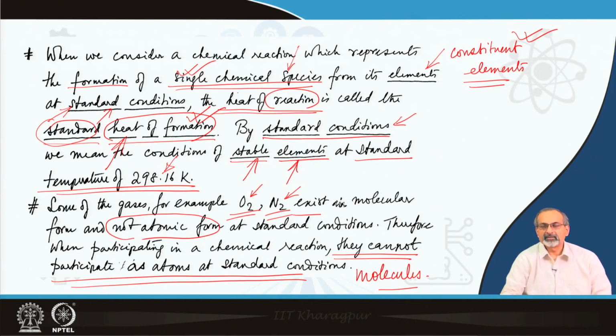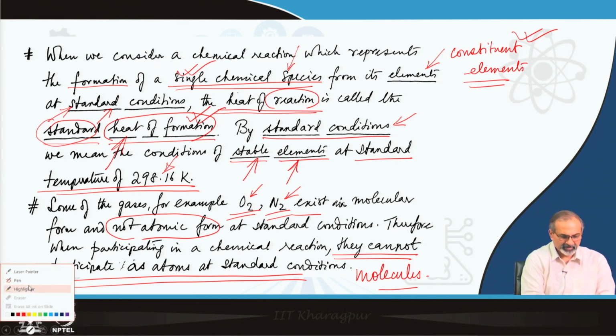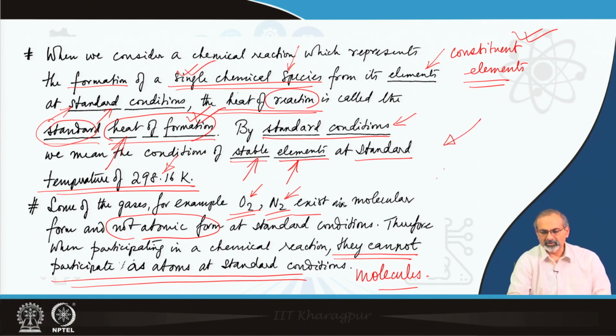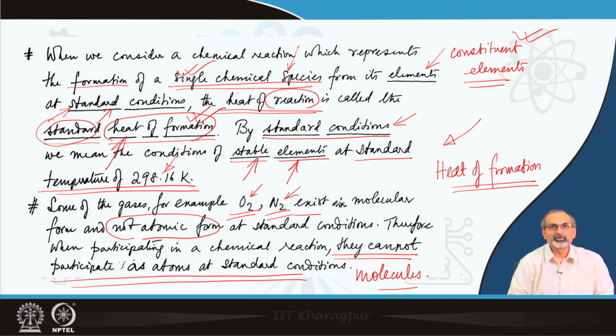This is where we ended our discussion last time. If you recall, we were trying to define the heat of formation, and earlier to that we had learnt about the heat of reaction. From the heat of reaction, we qualified it to heat of formation for a special case where there is formation of a single chemical species from its elements at standard conditions. And then we discussed what we mean by standard conditions, what we mean by stable elements at standard conditions, and so on.